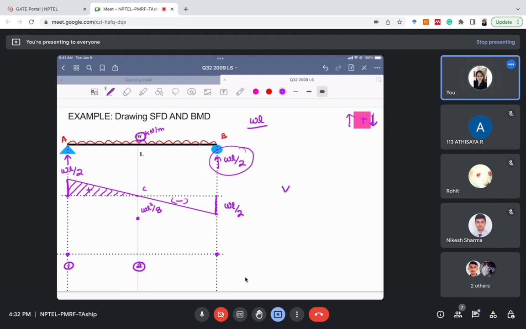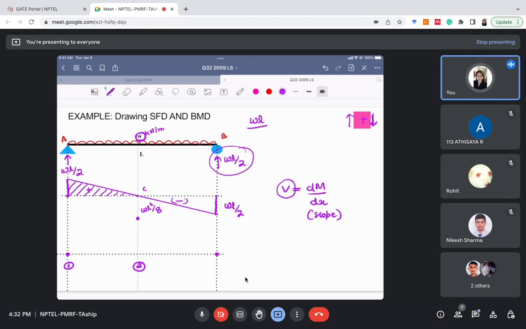V equal to dM by dx. So we will see how the shear force is varying, and that will be the same as the slope of the bending moment diagram. So this is the slope of the bending moment diagram. We will see in section AC how the shear force is varying.